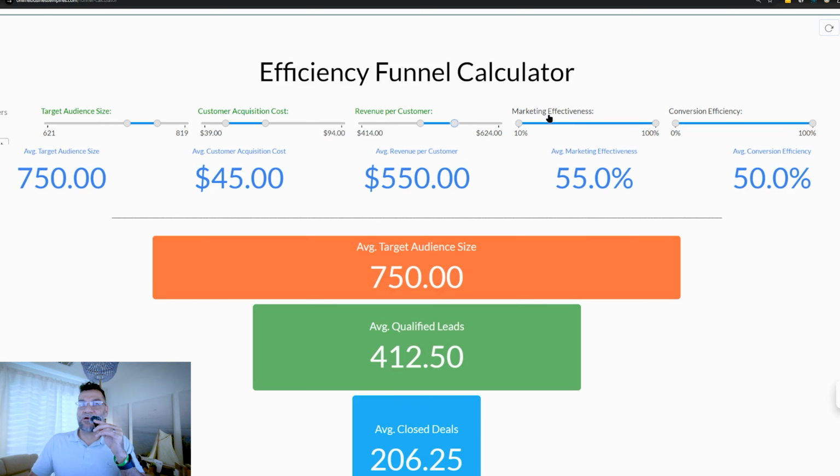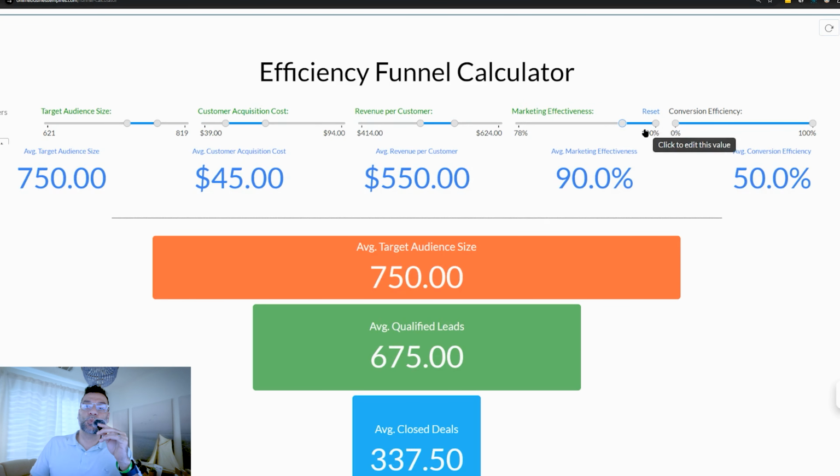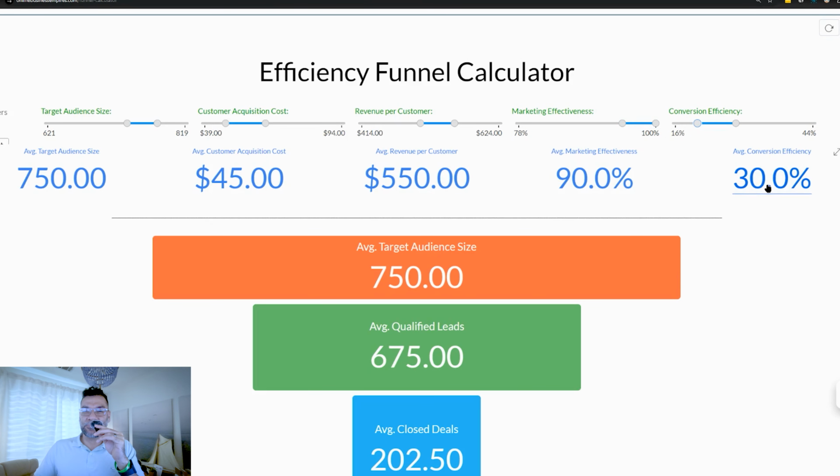Now the next one is marketing effectiveness, how effective the marketing is. Let's play a scenario where the marketing is really, really good. We're at 90%, but the conversion efficiency is pretty bad. Let's give them the benefit of the doubt at 30% conversion efficiency. So we're talking about manual input. This is not even manual input.